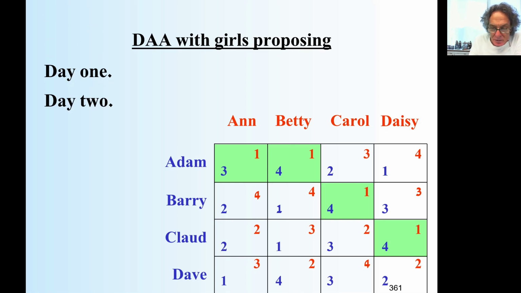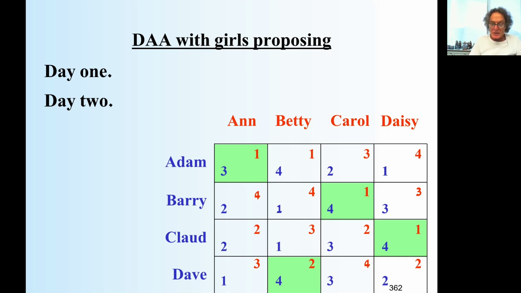Day two, Betty is rejected, correct? And therefore she goes, Betty went to number one on her list. Now she goes to number two on her list, where she goes to Dave. Up, finished. Every girl got a boy, every boy got a girl. This is a stable matching.